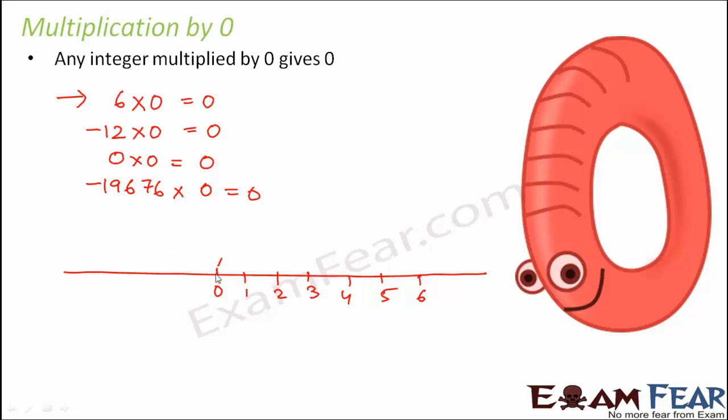So where do you reach? You do not take any jump. So you start with 0 and you remain at 0. And therefore your result is 0. So whether you talk about minus 12 multiplied by 0, that also means that minus 12 is added 0 times. That means minus 12 is not at all added. So you are still at 0, and therefore any integer when multiplied by 0 gives a 0.